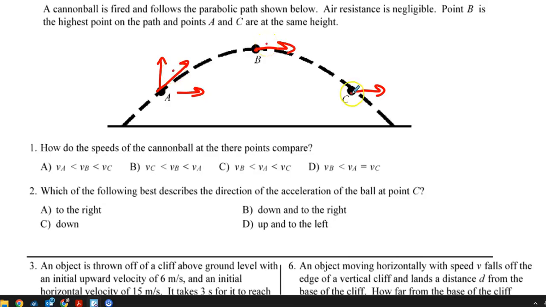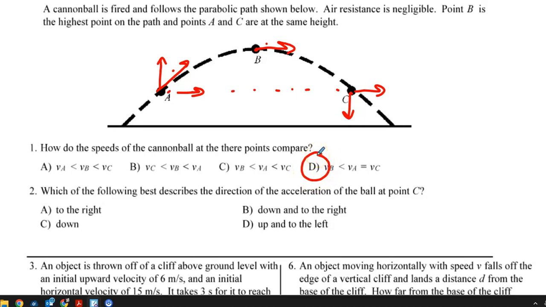And then when we get to C, if we look at C as the same level as A, then it has the same speed downward by symmetry and the same horizontal. So we're going to have A equals C, and B is less than that. So B is the least.